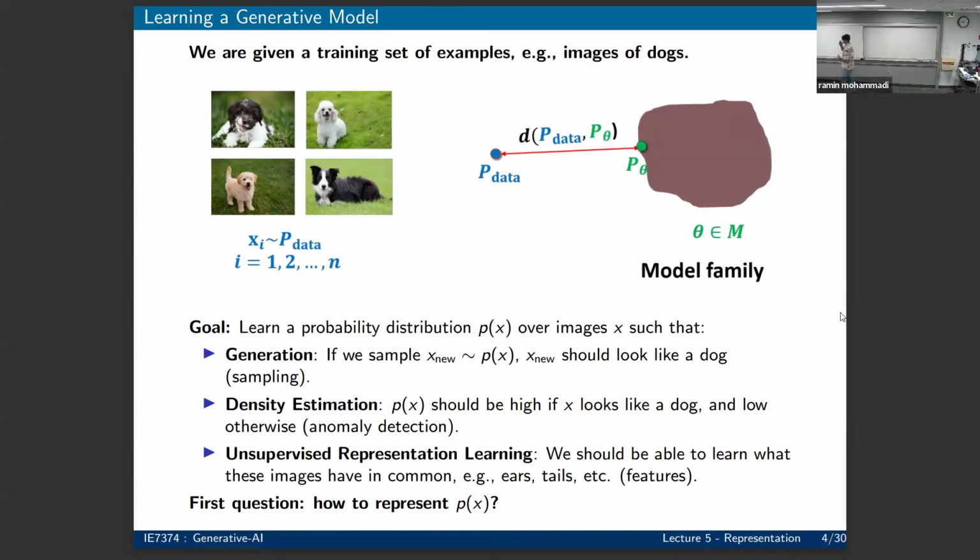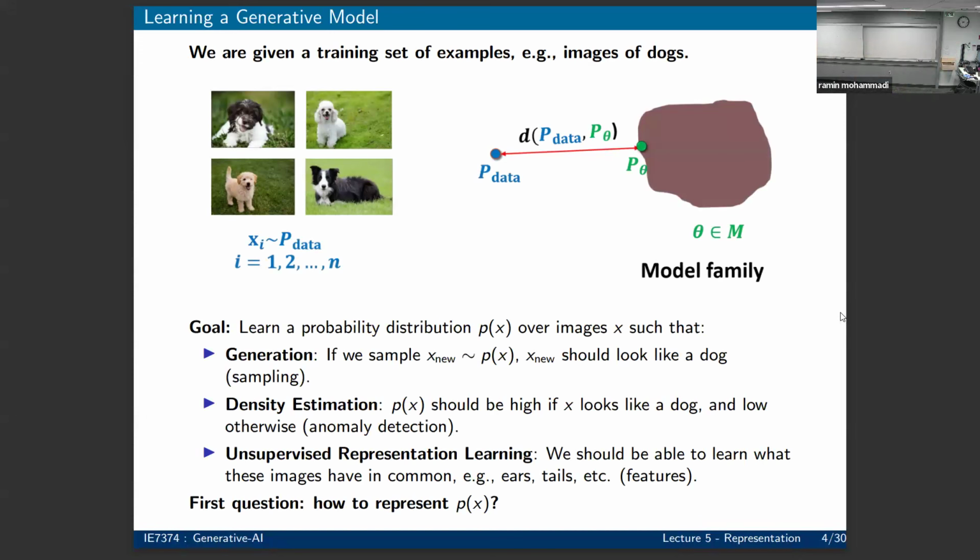So the idea here is that you are given some data set, some sample data. These images are sample data that comes from some distribution P of data, and normally P of data is unknown. Most of the time you have samples from the data, but you don't have the real distribution P of data.